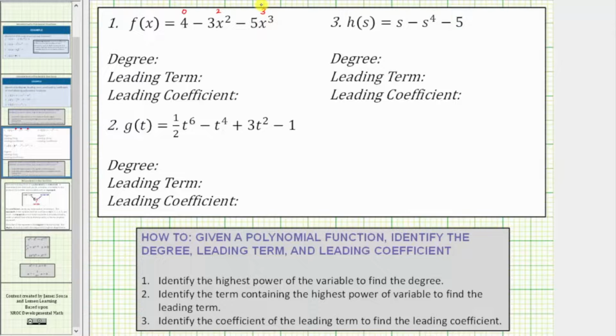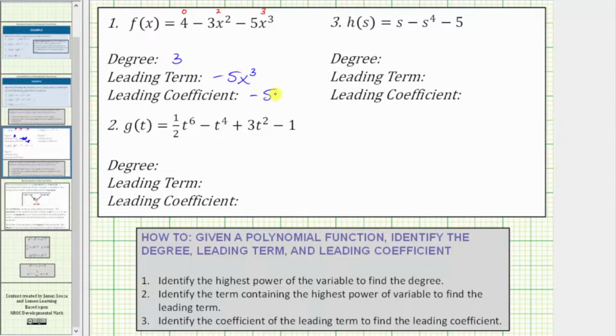So because the highest power on the variable is 3, this is a degree 3 polynomial function. And because the term containing the highest power on the variable is negative 5x cubed, it is the leading term. The coefficient of the leading term is negative 5, and therefore the leading coefficient is negative 5.